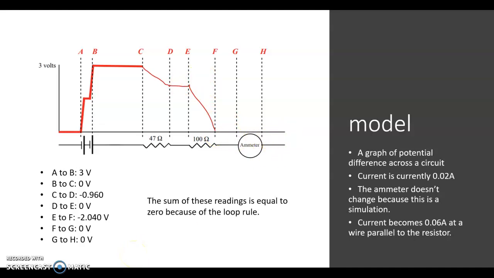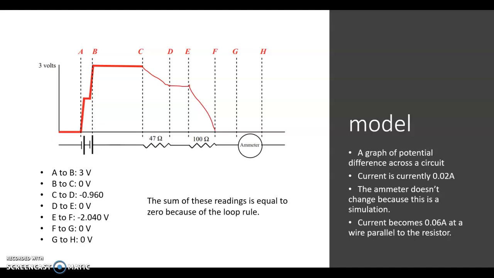And the sum of all of these readings for voltage is 0 because of the loop rule. The potential difference across a closed circuit should be 0. The current throughout this process stayed at 0.02 amps, and it did not change due to the voltmeter because this is a simulation, so the voltmeter did not skew our results.